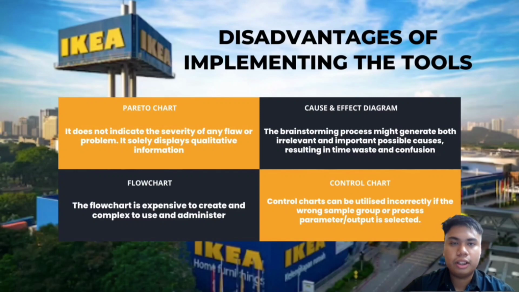Last but not least, the control chart can be utilized incorrectly if the wrong sample group or process parameter or output is selected. Incorrect judgments might also be made if the variance connected with the firm's measuring system is not understood. Control charts are often and importantly utilized to assess company process capabilities. A control chart can only communicate the present state of the process. That's all.